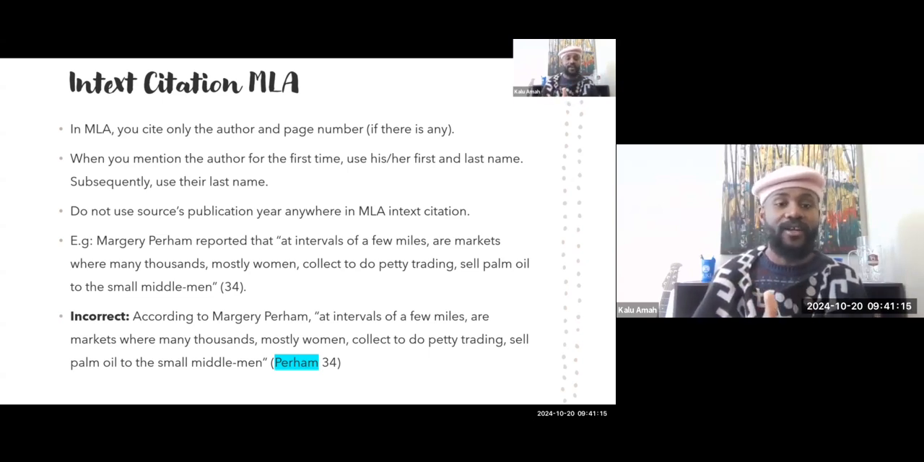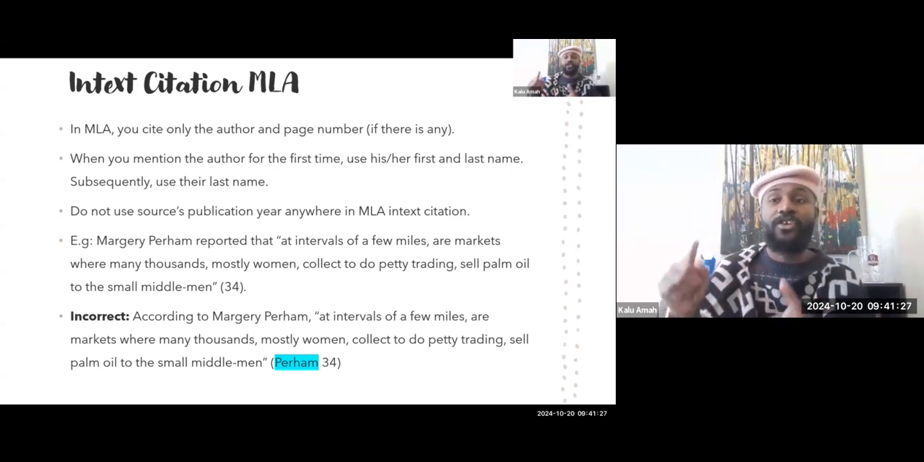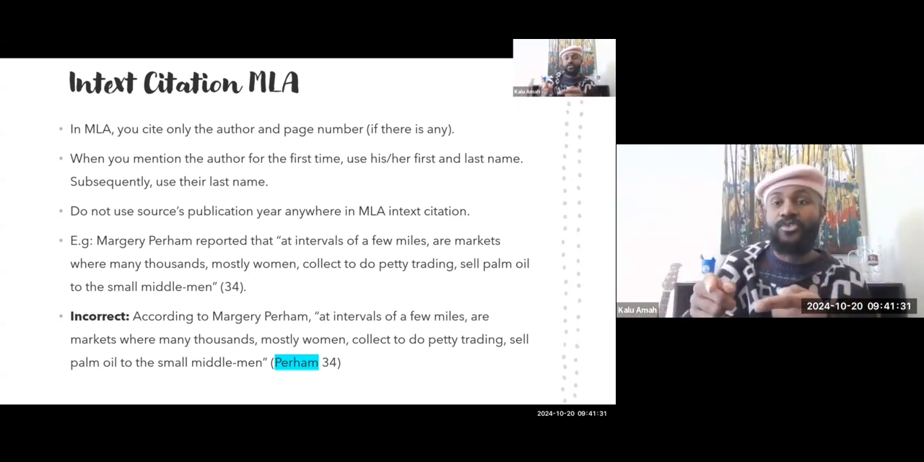Then it is incorrect to say, according to Margaret Perham, at intervals, then after quoting, you also have to put Perham 34. It's incorrect because you've already mentioned the author. So there's no need of mentioning the author in parentheses to cite them. Just go ahead and put the page number. And don't put the year and page number. Just put the page number, like we have it in the first example, 34.